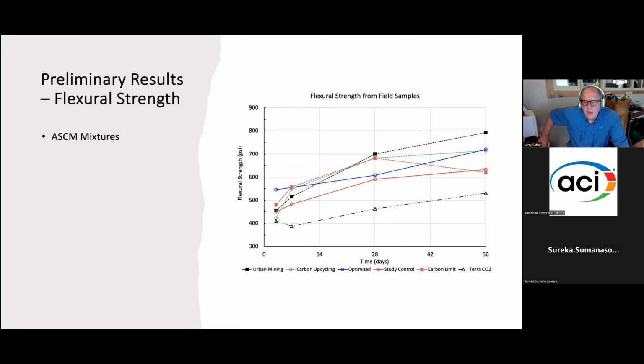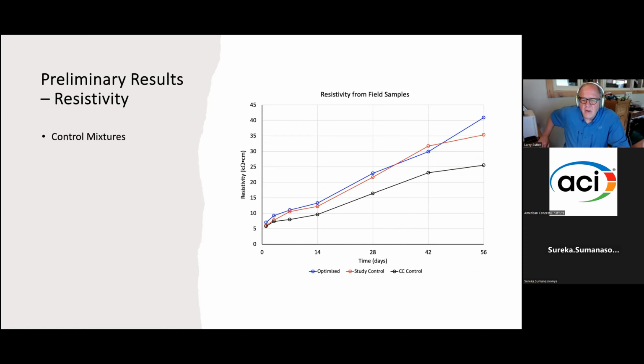The alternative SCMs, again, controls are the red circle. Most of them are above slightly. TerraCO2 running a little bit below, but again, they had the higher replacement, but all of them are meeting the specification limit of 500. Resistivity, this is kind of an interesting one.